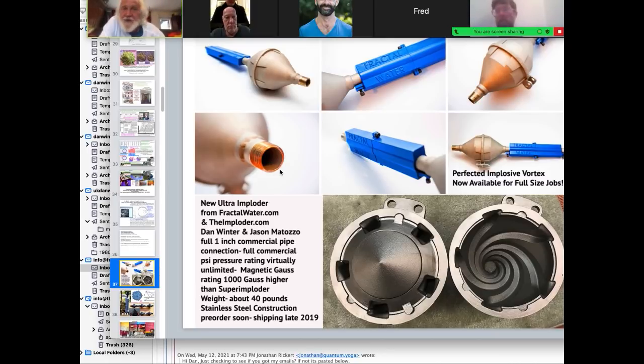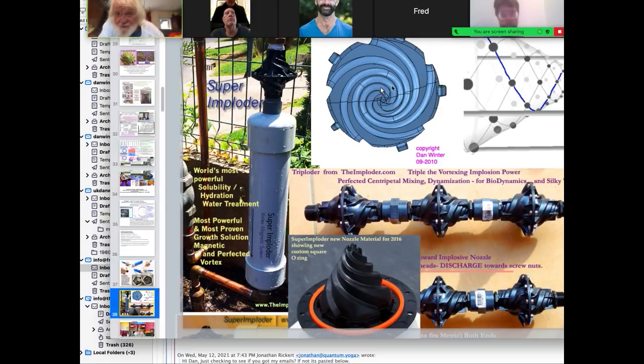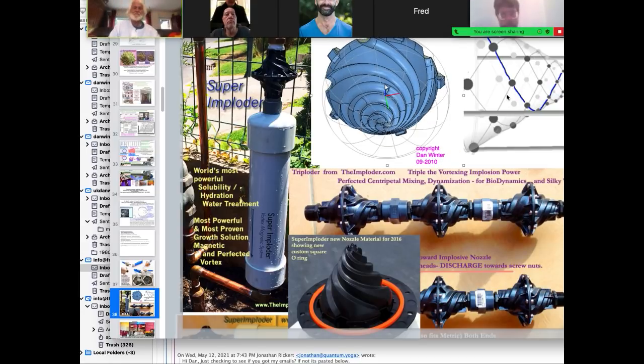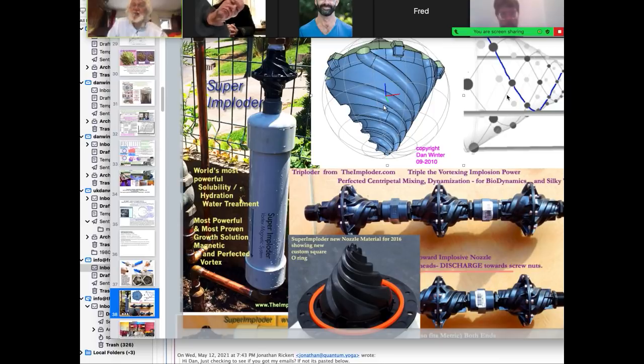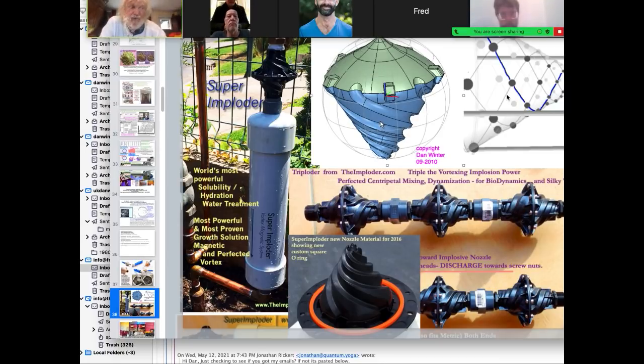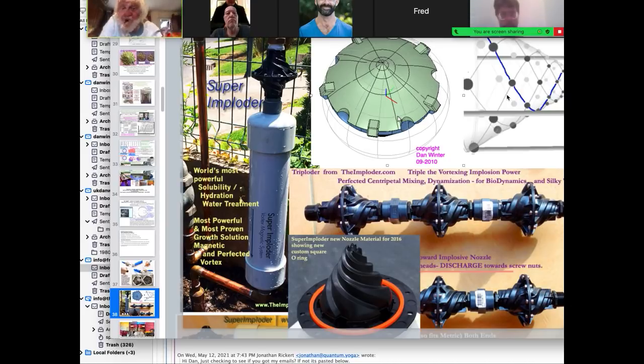Here is the imploder.com. This is the new ultra imploder. We take that vortex implosion and it puts a life force, centripetal force into the water with supermagnetics and implosive vortex. This is that vortex by design. I took my equation, which is now proven to be the radii structure of hydrogen, and I made the perfect implosive vortex called Schauberger's dream.